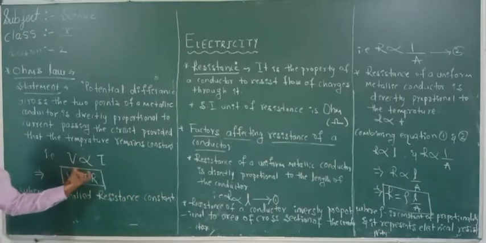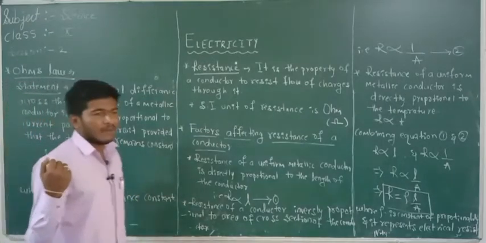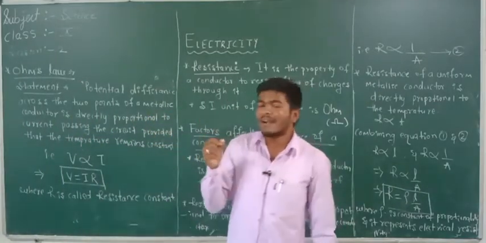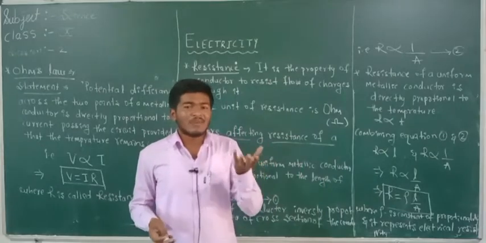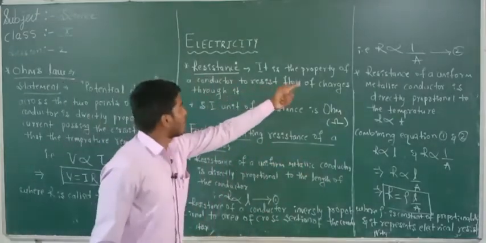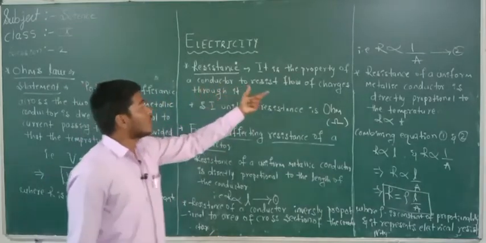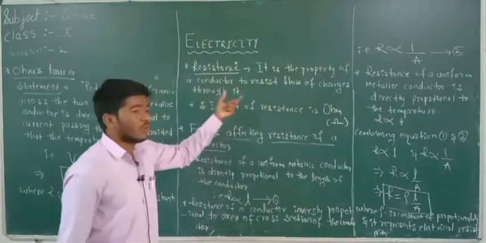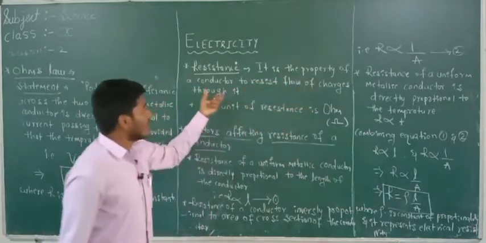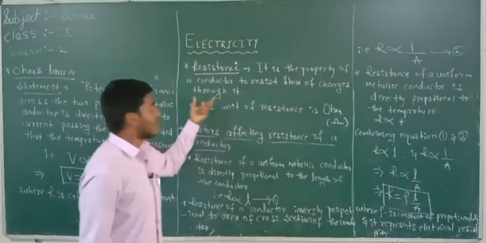What is the resistance constant? Listen here. Every conductor has its own resistance. What is the property of resistance? What is resistance? It is the property of a conductor to resist the flow of charges through it.